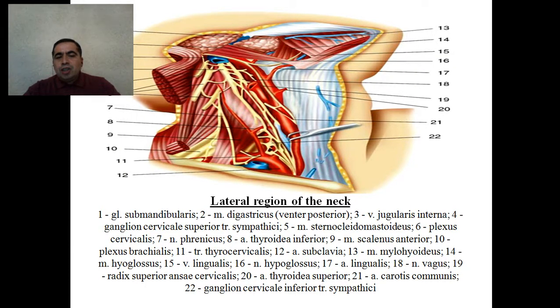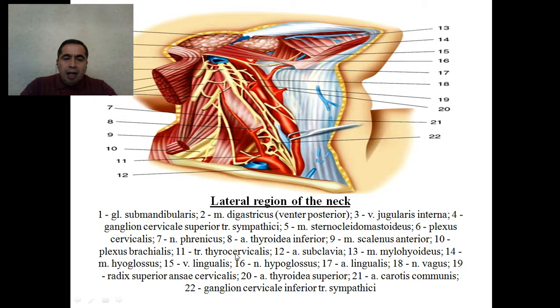The lateral region of the neck, as you know, is divided by the inferior belly of the omohyoid muscle into two triangles: inferiorly located, the omoclavicular, and superiorly located, the omotrapezoid triangles.